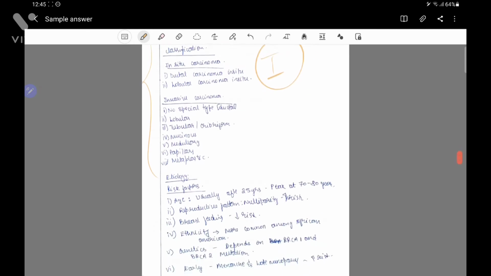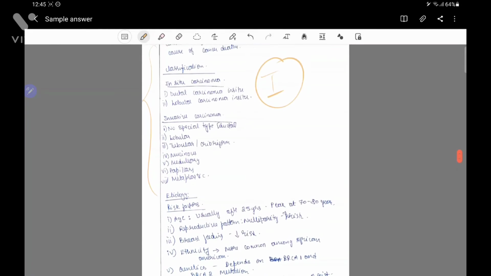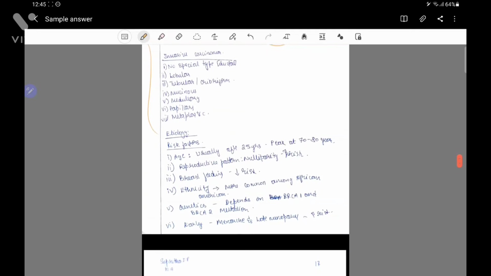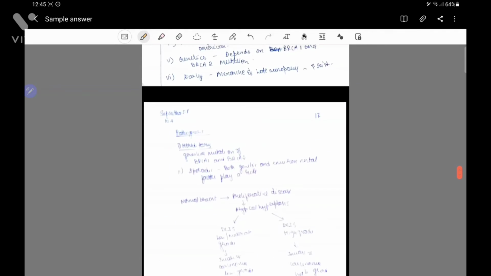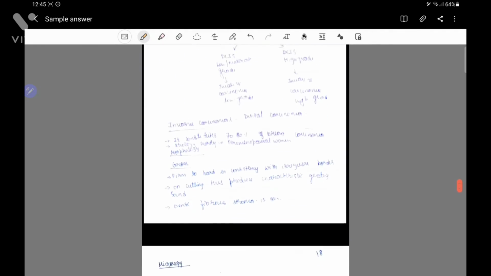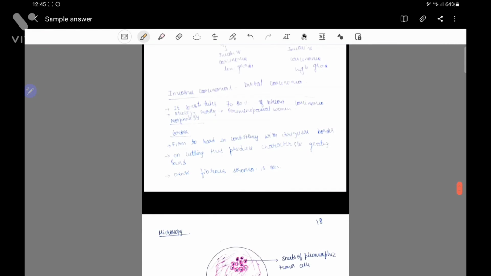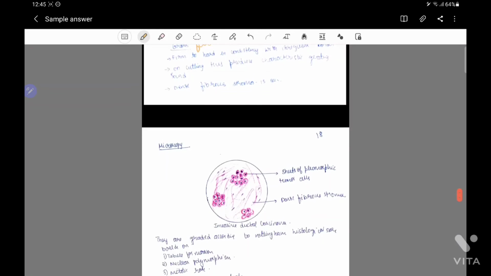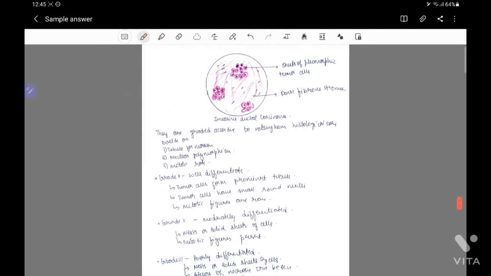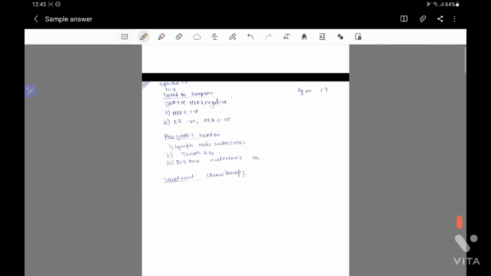Okay, after that I have again made various subheadings. You can look at it. Etiology is my first subheading, then pathogenesis, then I have written the gross features, that is the next subheading, microscopic features, and then what is the grading, and then what is the treatment that you would give.